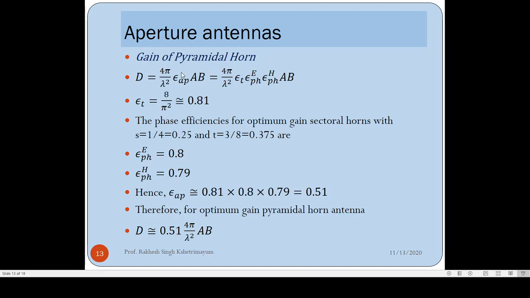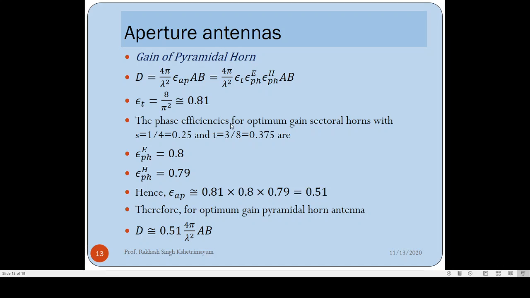It's 4 pi by lambda square, aperture efficiency, A into B. A and B are dimensions of the horn antenna. So now this aperture efficiency will have 3 terms: one due to the cosine taper, one due to the phase changes in the E plane, and phase changes in the H plane. You are flaring out the open-ended rectangular waveguide to form the pyramidal horn antenna in both X and Y directions. Because of that, there will be phase variation along X and Y. That phase variation we will calculate. We also know the taper efficiency because of the cosine taper is 0.81, 8 by pi square.